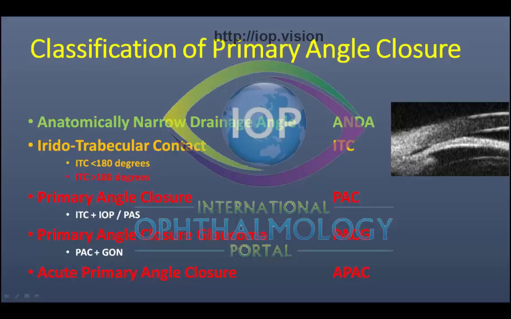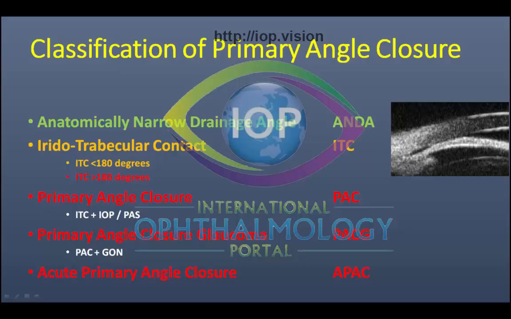When you get iridotrabecular contact with evidence of damage to the meshwork, i.e. with raised intraocular pressure or peripheral anterior synechiae, we call that primary angle closure. When the angle progressively fails, such that you've got primary angle closure plus glaucomatous optic damage, we call that primary angle closure glaucoma.